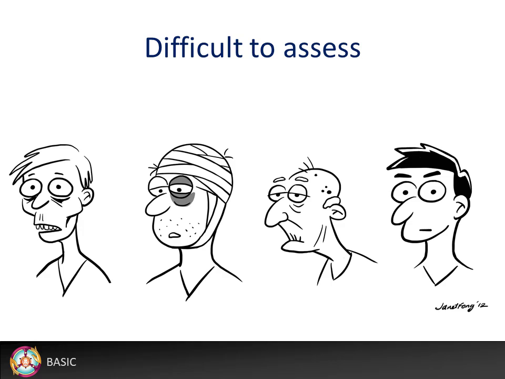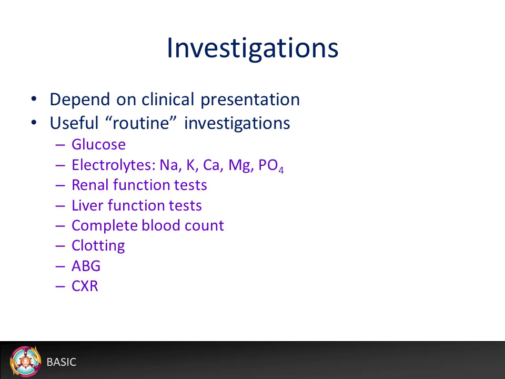Certain groups of patients are difficult to assess. These include the immunosuppressed and elderly, whose inflammatory response is blunted; young adults, in whom decompensation occurs very late; and trauma patients who have a high potential for multiple injuries. Appropriate investigations will depend on the clinical presentation, but tests that are often helpful in the critically ill include the ones listed here.